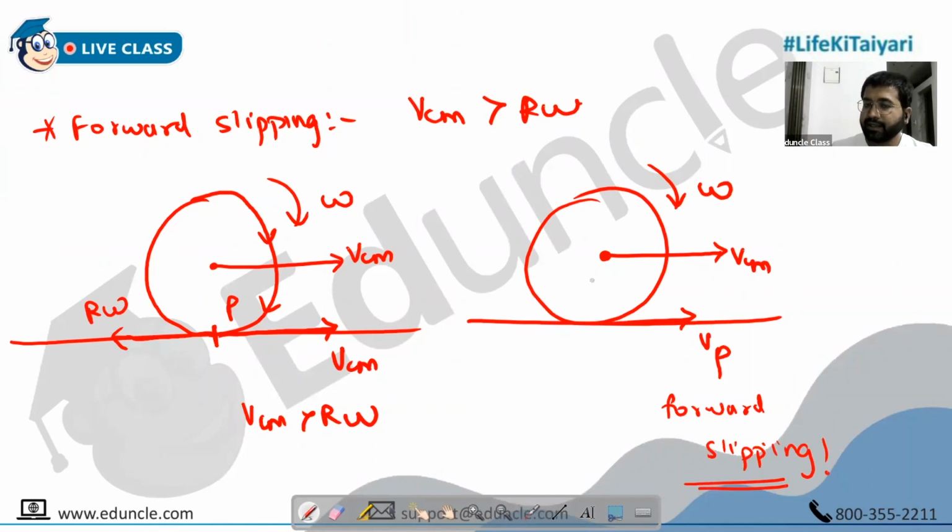Okay? Next. Now, friction has to oppose this slipping, obviously. So friction will act in the opposite direction.